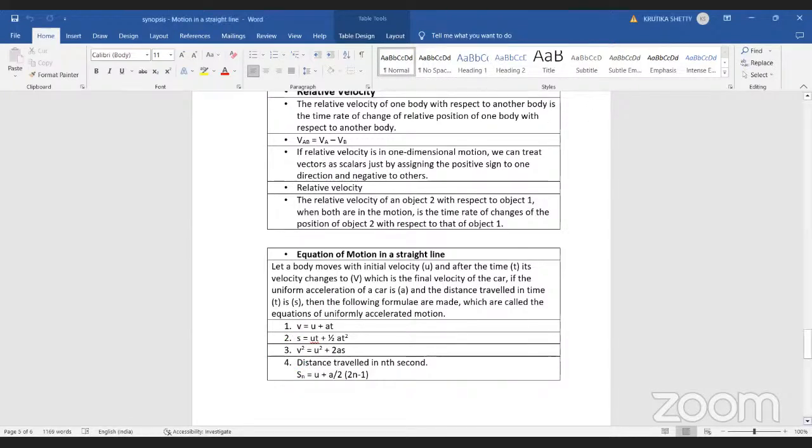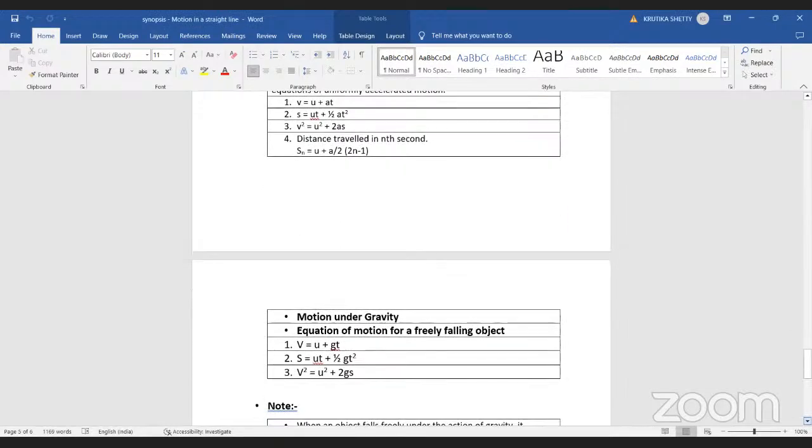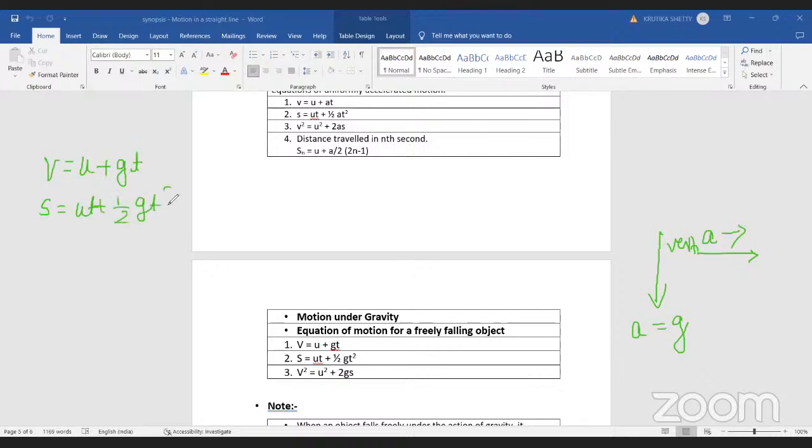And the last part is motion under gravity. We have three equations: v is equal to u plus at, s is equal to ut plus half at square, v square minus u square is equal to 2as. These three equations are for when the acceleration is in the horizontal direction. If the acceleration is towards gravity, that is a vertical motion object, then the acceleration a is replaced with acceleration due to gravity g. So v is equal to u plus gt, s is equal to ut plus half gt square, v square is equal to u square plus 2gs.